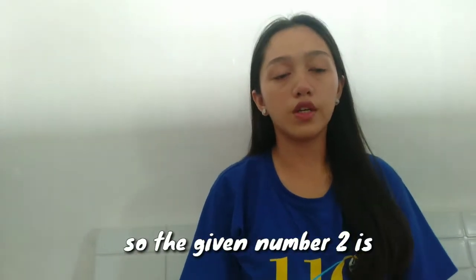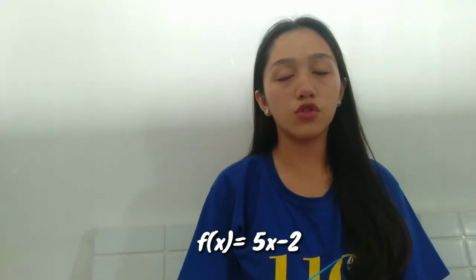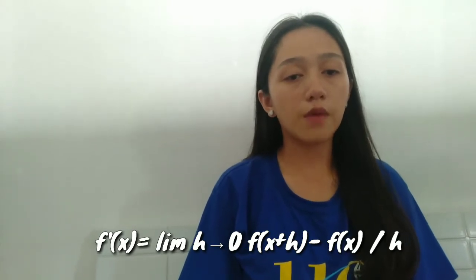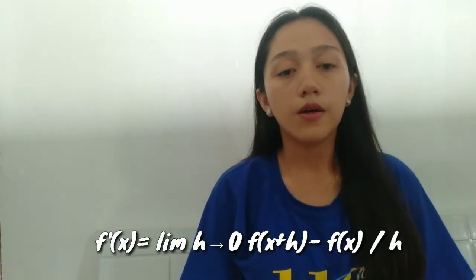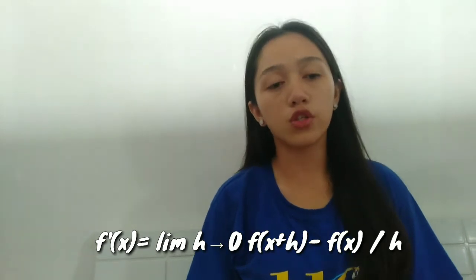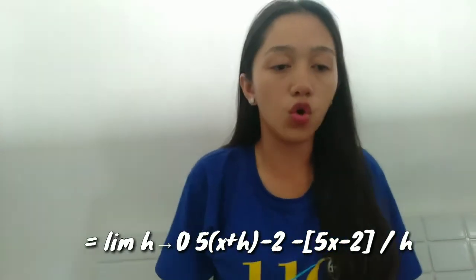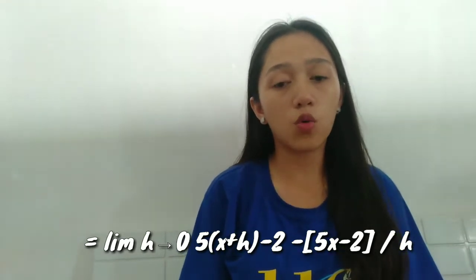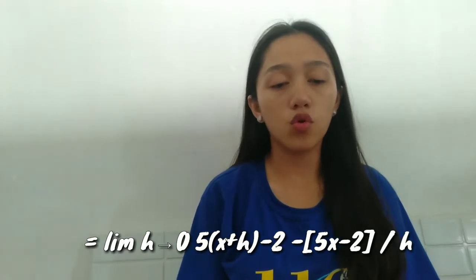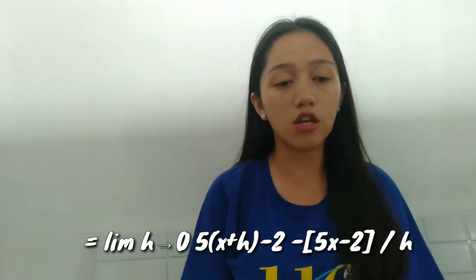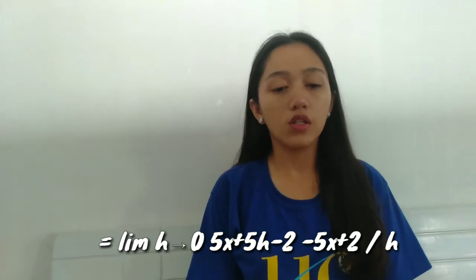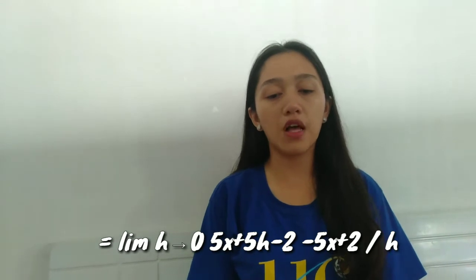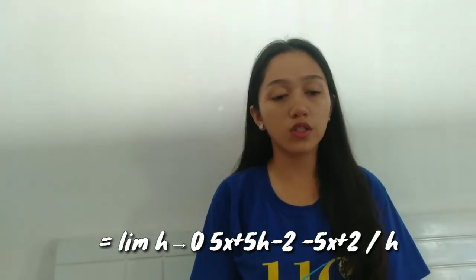So the given number 2 is f of x equals 5x minus 2. So f prime of x equals limit of f of x plus h minus f of x all over h as h approaches 0, equals limit of 5 times x plus h minus 2 minus the quantity of 5x minus 2 all over h as h approaches 0, equals limit of 5x plus 5h minus 2 minus 5x plus 2 all over h as h approaches 0.